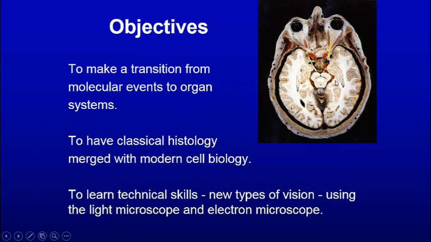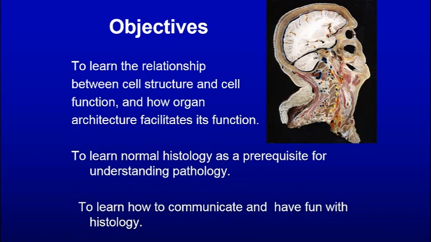Now, the objective of this course is to make the transition from molecular events to organ systems. And here we see a cut through the human head. We can see the brain, the skull, skin, eyes, nasal cavity. We want to have classical histology merge with modern cell biology, and to learn techniques and new types of vision using light and electron microscopy.